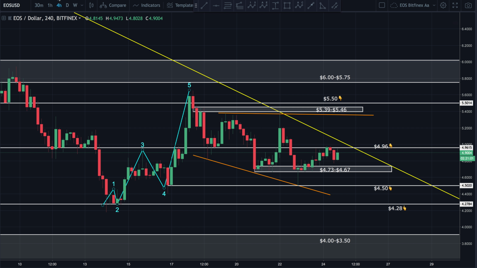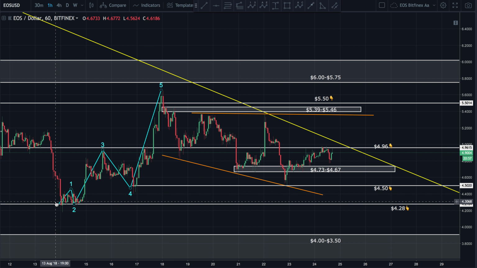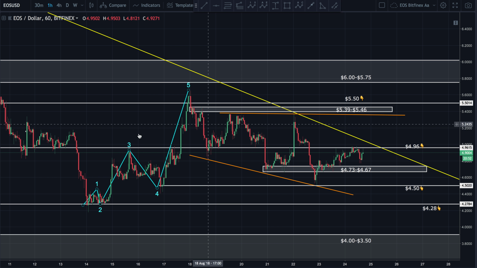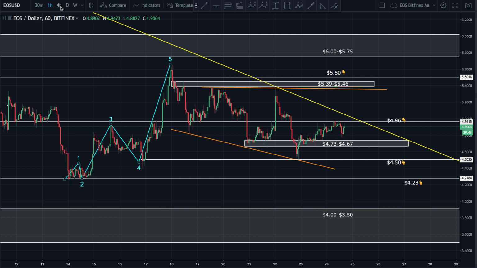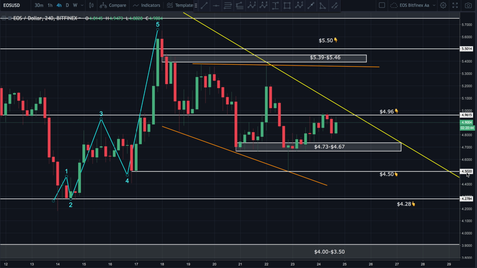If I zoom in here, as I've showed you guys before, I do believe this was 5 waves up. Very small 1, 2, then a 3, 4, and a 5. If that is in fact the count, of course, now we'd be looking at some kind of a correction, either in the form of an ABC or an ABCDE.